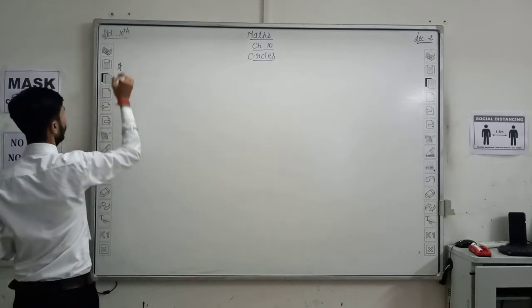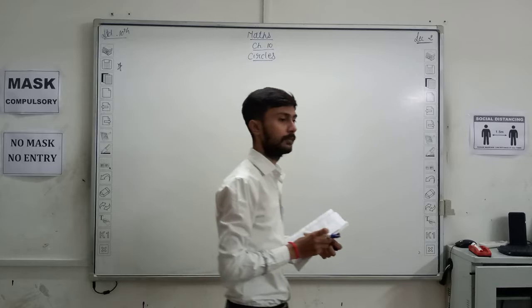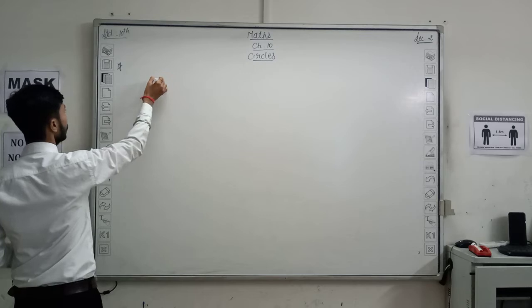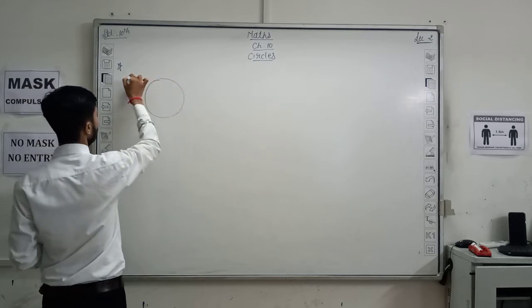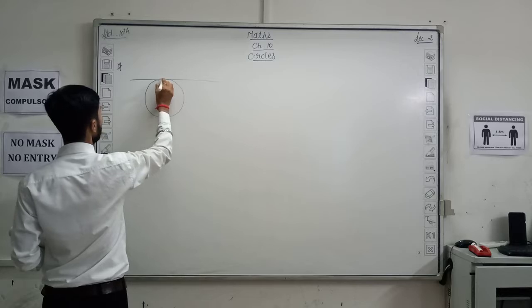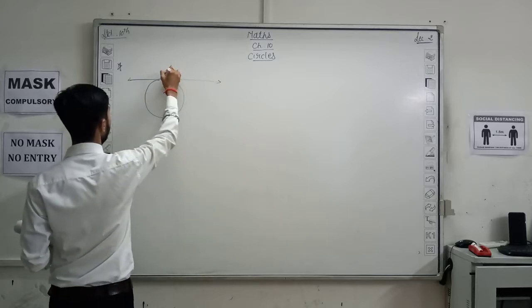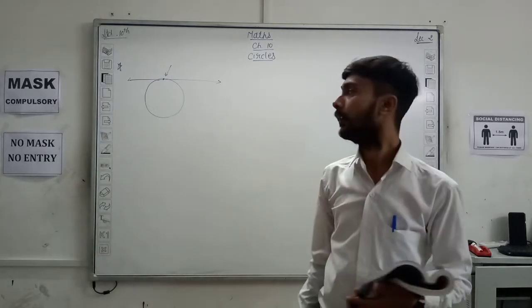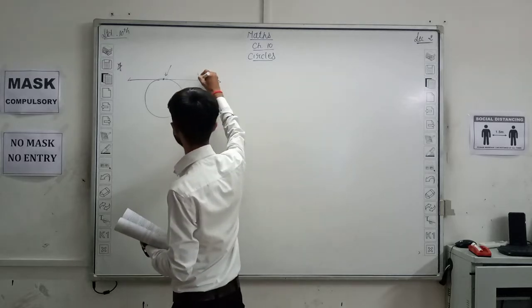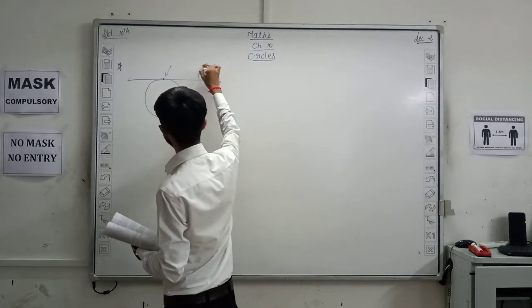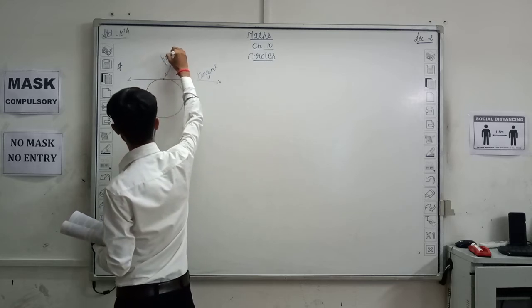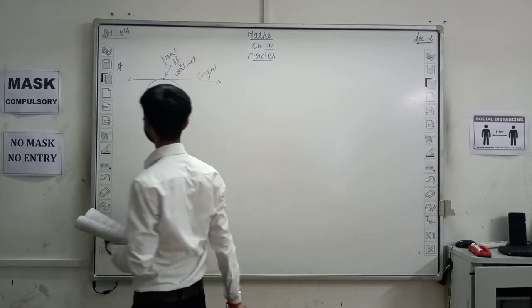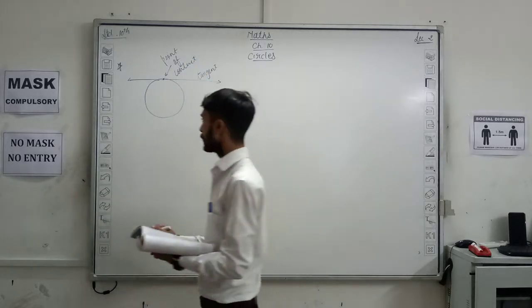So we already know about tangent, what is secant, right? Suppose we have any circle. We know that a line and a circle which have a common intersection point, which is called the point of contact, right? And this is the tangent, and this is the point of contact.